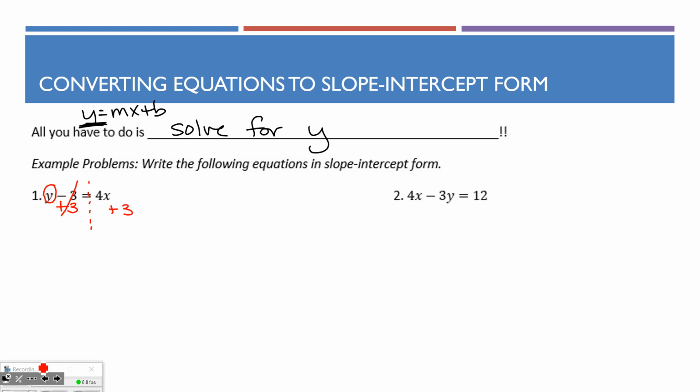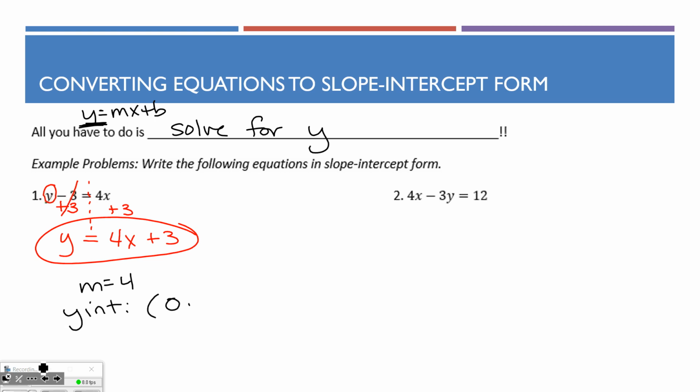So -3 plus 3 cancels. But over on that right-hand side, I have 4x plus 3. Those are not like terms. They can't be combined. So I would write it like this, y equals 4x plus 3. I have now converted this equation into slope-intercept form. So this is y equals mx plus b form, or slope-intercept form. And now I could take one step further and identify the slope and the y-intercept. So (0, b), or in other words, (0, 3).